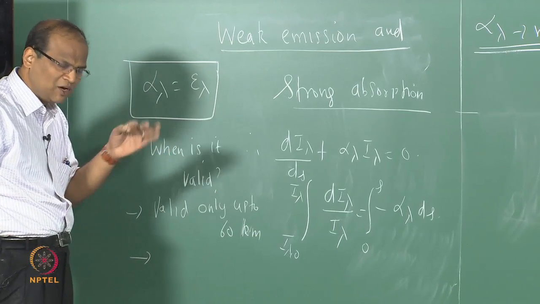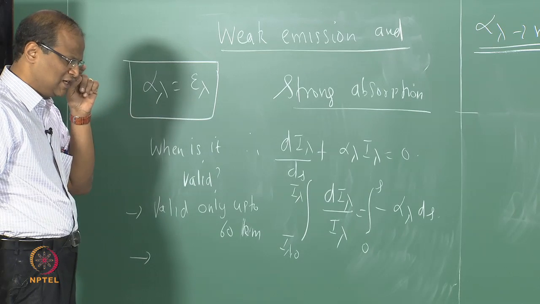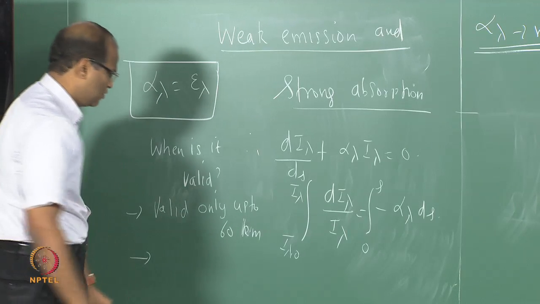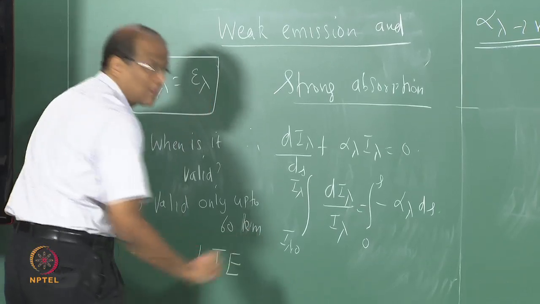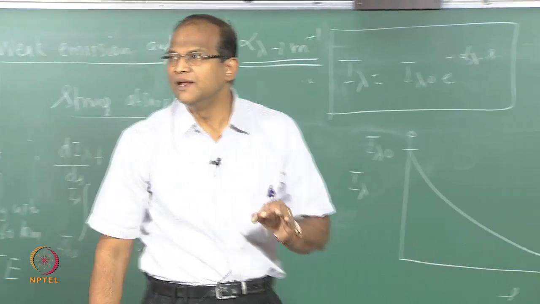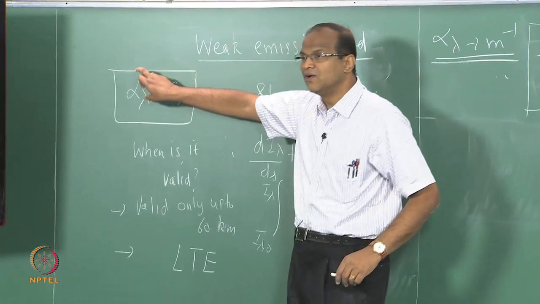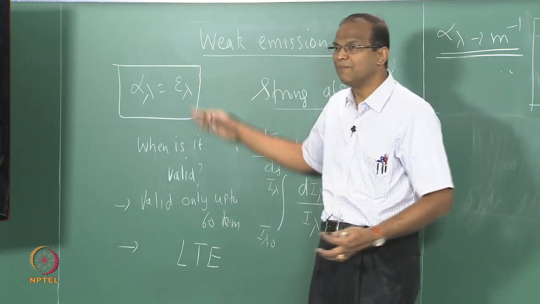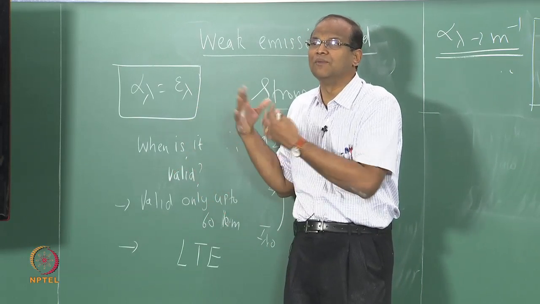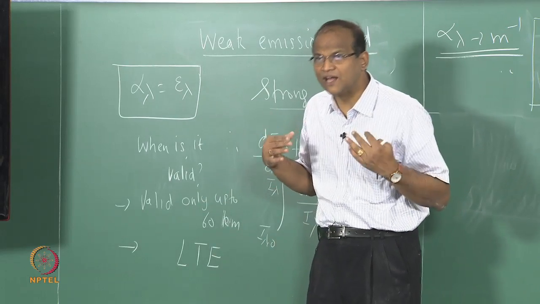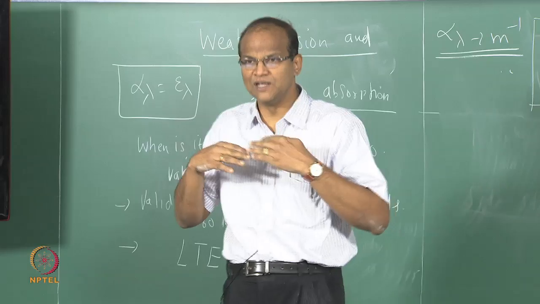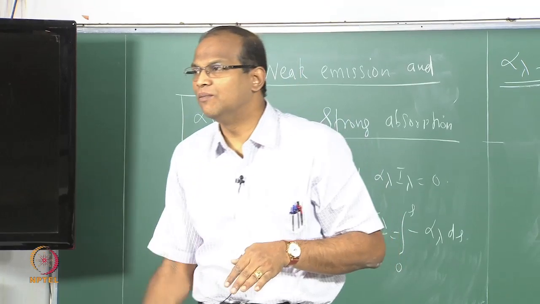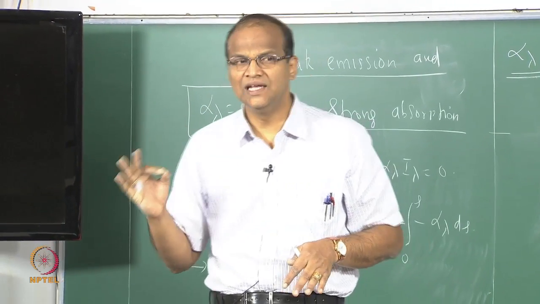When we say that the frequency of molecular collisions is much greater than the frequency of the radiation, a particular criterion is satisfied, and that is called local thermodynamic equilibrium. We say Kirchhoff's law is valid only when the frequency of molecular collisions is much larger than the frequency of the radiation. This happens when the pressure is sufficiently high so that the atmosphere is not rarefied, and the atmosphere is not rarefied up to the first 60 kilometers. After 60 kilometers it is not valid. Therefore we say for the first 60 kilometers local thermodynamic equilibrium exists, LTE exists.